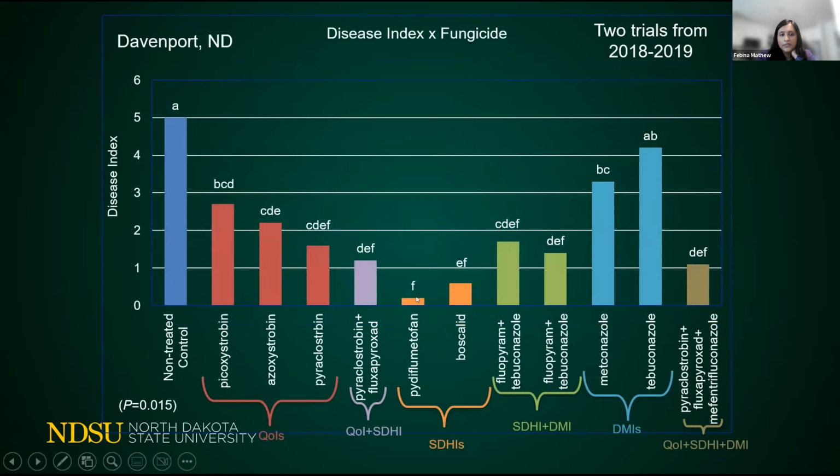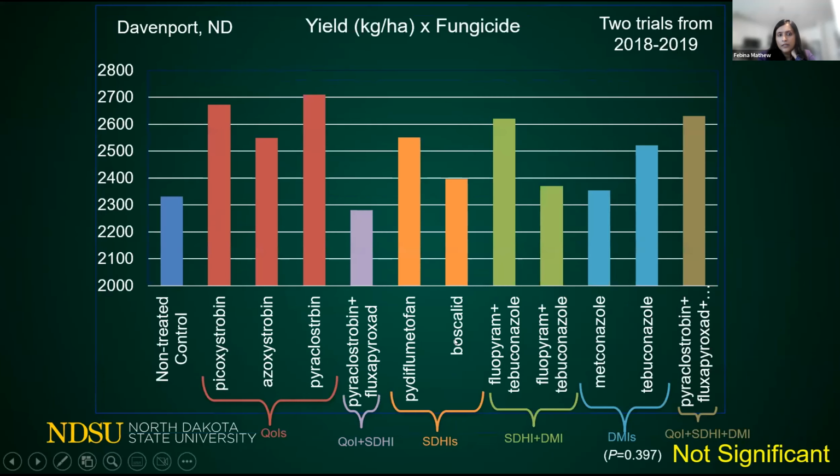They also tried different chemistries to see if there's any other chemistry besides the QoIs that are working. And it seems like the SDHIs are promising. They've got boscalid that's also labeled against Sclerotinia that seems to be effective against Phoma. So I have a few more data suggesting the same. This is with yield. It seems compared to the non-treated control, anything that contains a QoI seems to be effective.